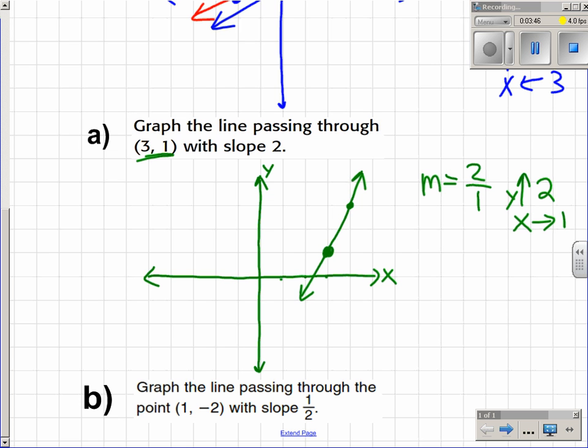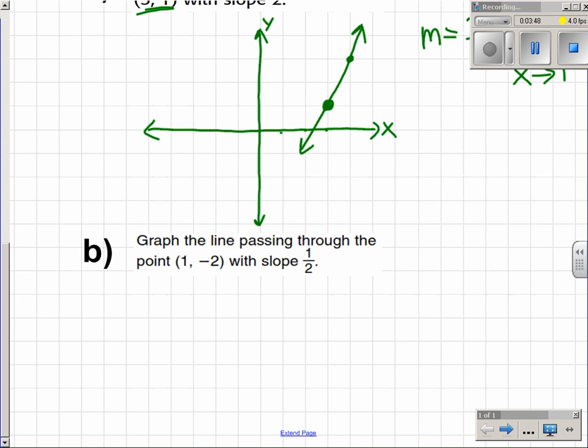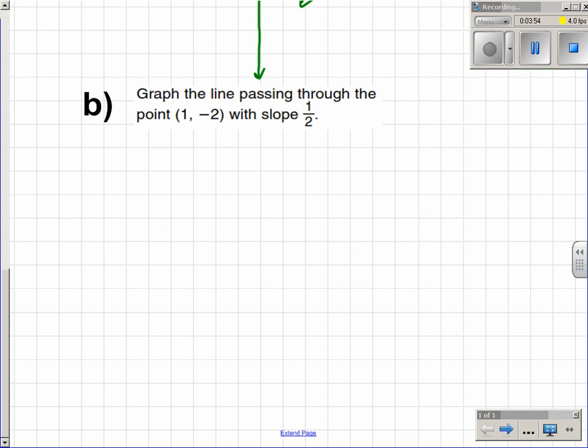All right, let's do example B here. So we have to graph the line passing through the point (1, negative 2) with a slope of 1 over 2. All right, so let's draw our coordinate plane. That's our y. That's our x. The point that we're given is (1, negative 2), which is going to be right there.